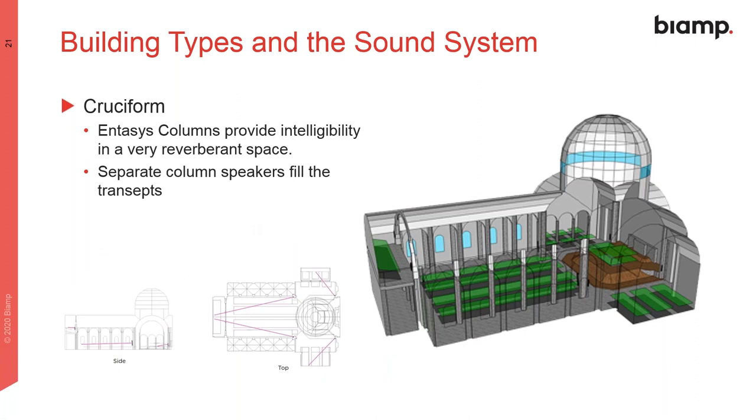Cruciform-shaped churches. A lot of your older Lutheran and Catholic churches will be shaped like this. They will have high ceilings, sometimes maybe a dome, hard surfaces, a lot of marble, masonry. So they're very reflective, with very high reverberation, and intelligibility can be a problem. So we'll often use entasis columns in the Catholic churches. Set them up like this, a pair covering the main, maybe some smaller ones covering the transept areas. Remember, you need to cover them as well.